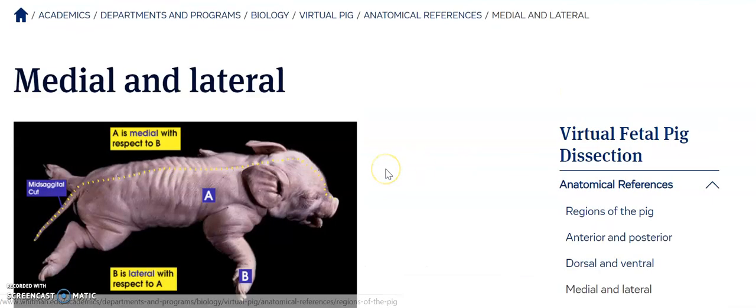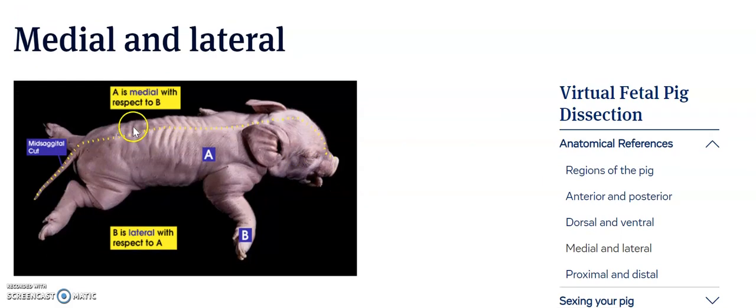Now we have medial and lateral. When we talk about medial, think of the middle, right? So it's right in the middle, basically along the spine and the head and the tail. And then lateral would be like the width, so from the middle to the outside. So medial is all in the middle, and then lateral is basically from the middle to the side.